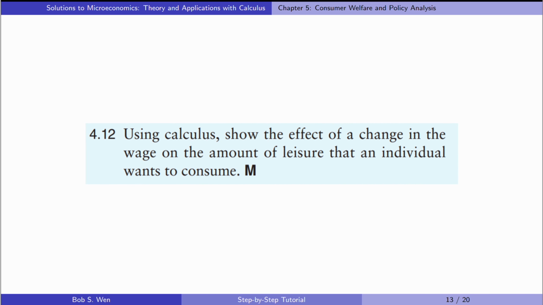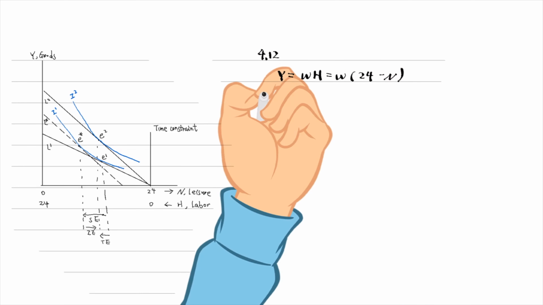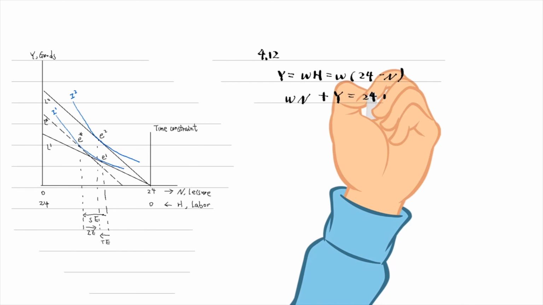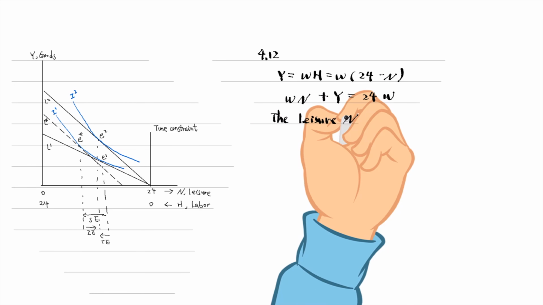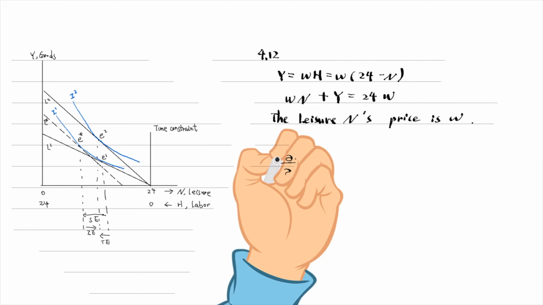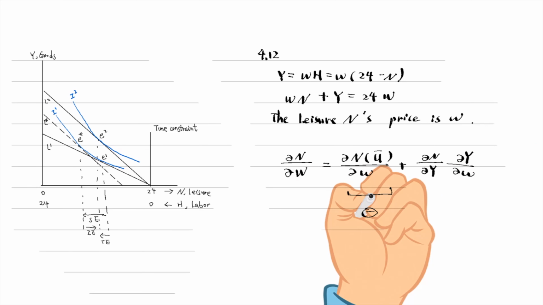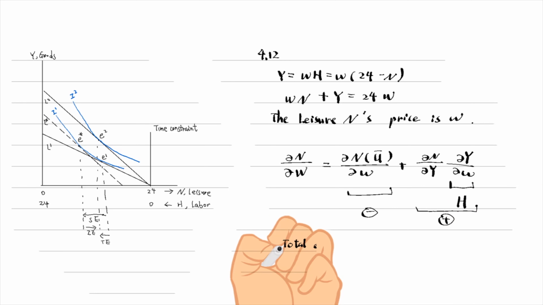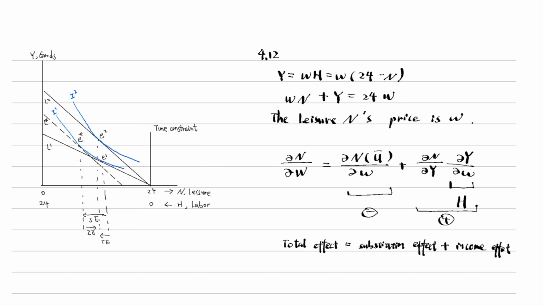Let's solve exercise 4.12. Using calculus, show the effect of a change in the wage on the amount of leisure that an individual wants to consume. We can write out the budget constraint as W times leisure N plus Y equals the earnings if working 24 hours. The leisure's price is W. The Slutsky equation is as follows. Notice that partial income over partial wage is work hours, H. For a wage increase, the substitution effect is negative and the income effect is positive.